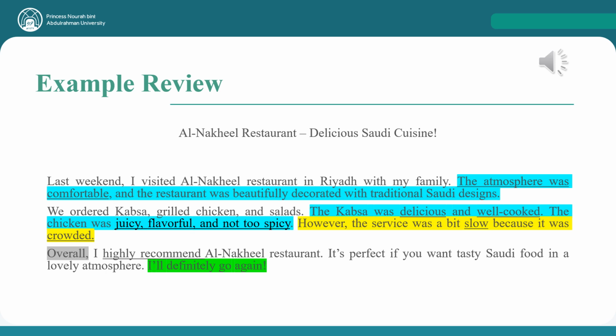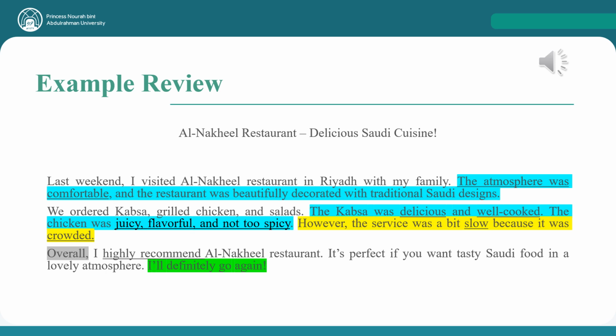Now let's move to the yellow highlighted sentences. You notice "however," so it means "but." The service was a bit slow because it was crowded. So this is a negative point about my experience. And as you can see, it tells how the service was slow, and it gave a reason, because it was crowded.